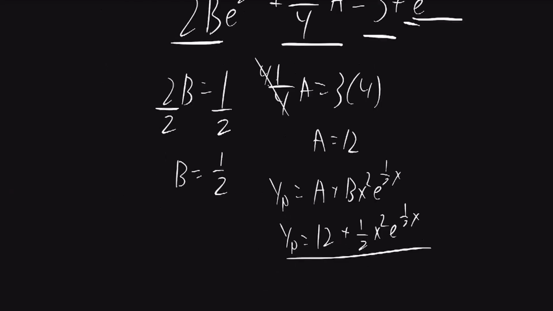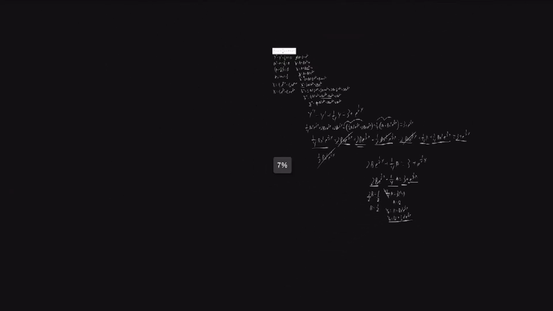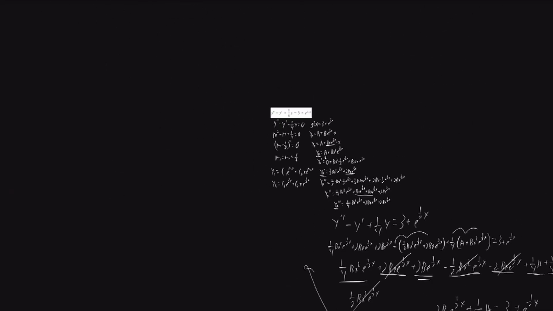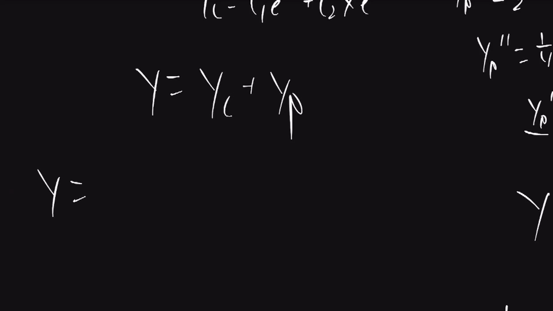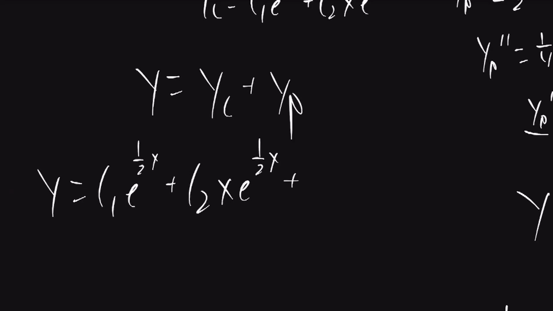So now that we found yp, we can use it to form our general solution. The general solution is given as y is equal to yc plus yp. So y is going to be equal to c1 times e^(1/2 x) plus c2 times x times e^(1/2 x) plus yp, which is 12 plus 1/2 times x^2 times e^(1/2 x). And that is our final answer.